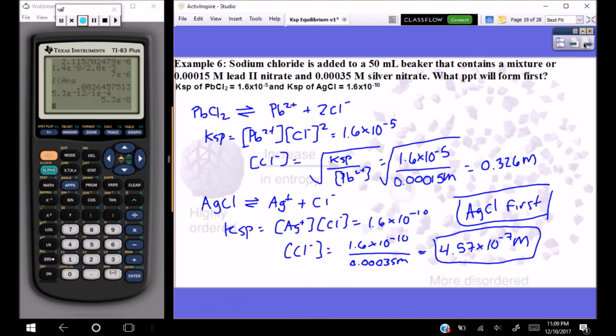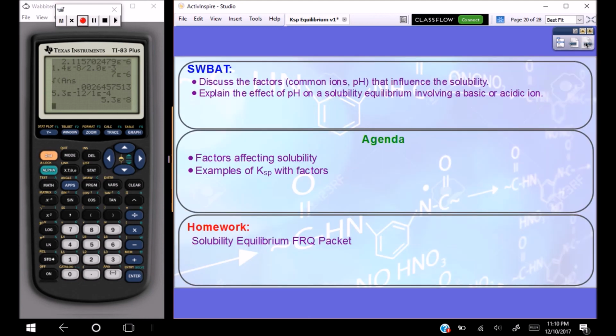Okay, so here we go. Found the concentration for each. The concentration for lead chloride is huge. That's going to stay soluble for a long time. As lead nitrate, you need quite a bit of that to get it to shift to the opposite direction. But the silver chloride, on the other hand, does not need that much at all. A very little amount. So silver chloride will precipitate first. Okay. And that is all for today.